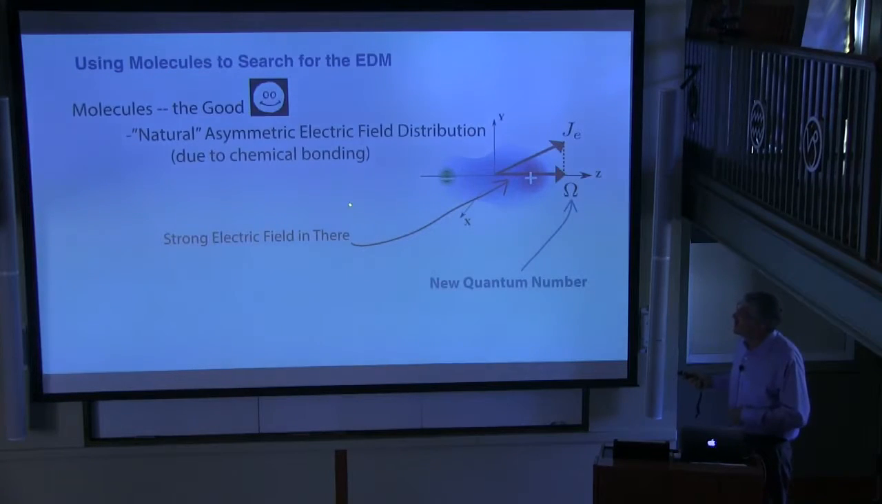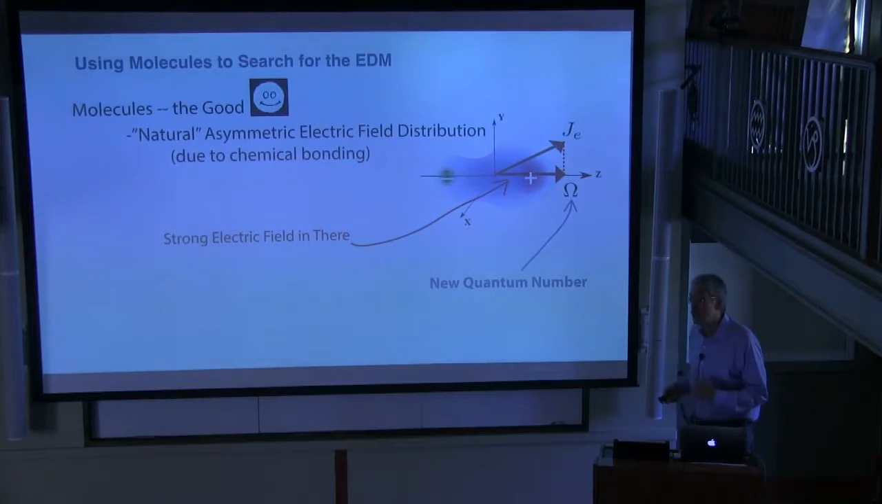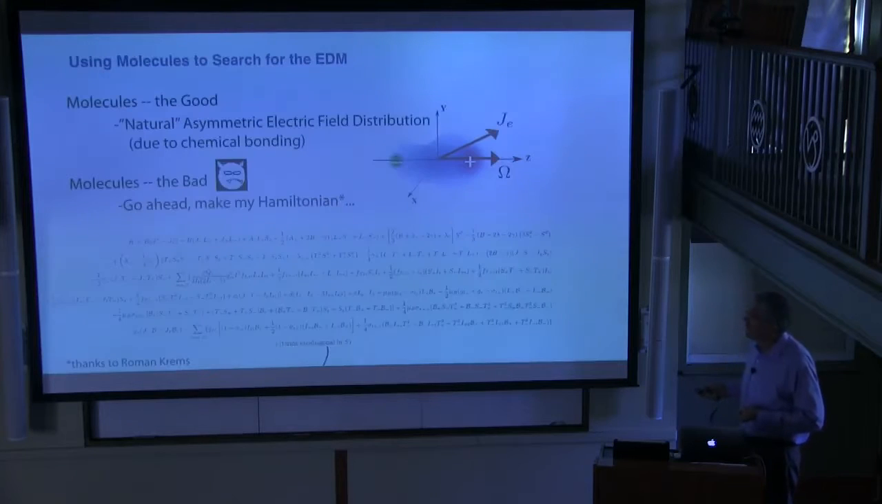So we're going to use this molecule to search for an EDM. What is good about the molecule? You have this natural asymmetric electric field distribution, due to the magic of chemical bonding. There's a strong electric field in there, and you can use that strong electric field to interact with whatever electron EDM might exist. That determines the Hamiltonian that you're interested in. So that's really good about a molecule.